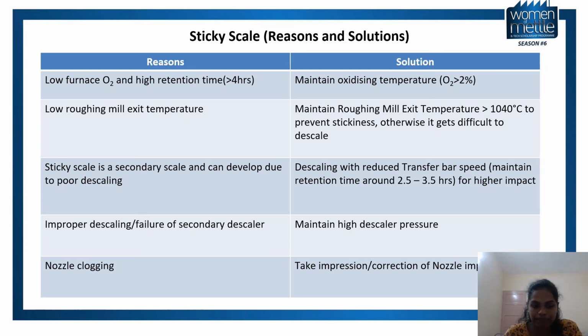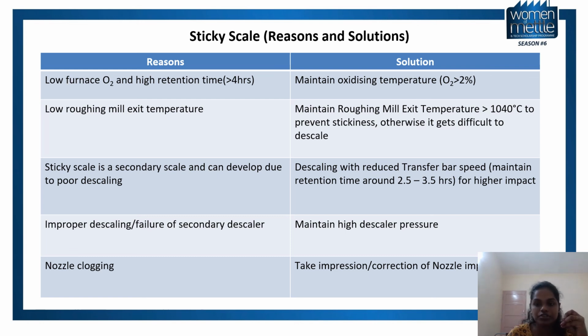What steps we can take to avoid the formation of these scales: maintain the oxidizing atmosphere in the furnace, with oxygen content more than 2%, and the retention time should ideally be around 2.5 to 3.5 hours. The transfer bar should be run at a lower speed to have more impact. The roughing mill exit temperature, try to maintain it at more than 1040 degrees C to prevent the stickiness. Otherwise, it gets difficult to descale.